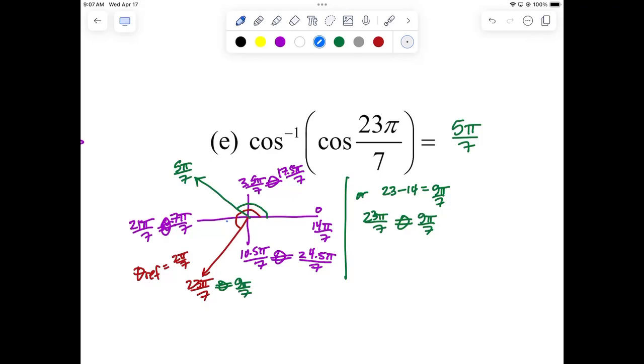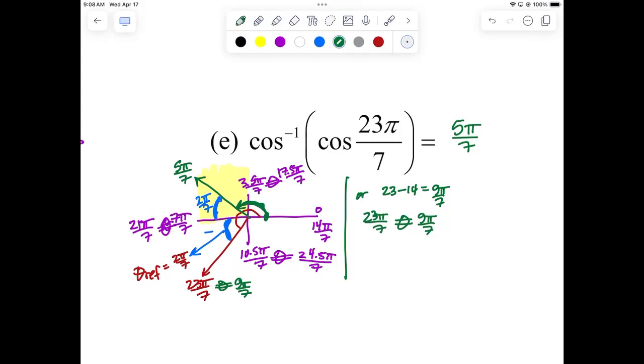If you can find 2 pi sevenths as the reference angle, that's this blue size right here. What is the value of cosine in that quadrant? Positive or negative? It's negative. What's the other quadrant where cosine is negative? Quadrant 2. So we need to get to the angle in quadrant 2 that has the same reference angle. We got to stop 2 pi sevenths short of the x-axis, which is 7 pi sevenths. So what's 7 minus 2? 5 pi sevenths.